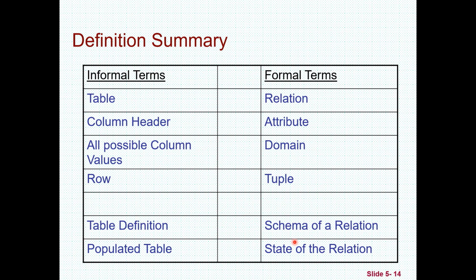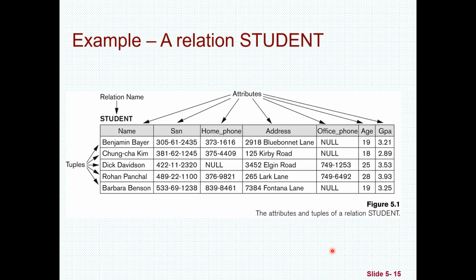Let us summarize. Table is a relation, column is an attribute. All possible column values are the domain, and row is a tuple. Table definition is the schema of a relation. Populated table is a state of the relation. So here this is the state of the relation, the name of the relation, and the column headers or attributes.